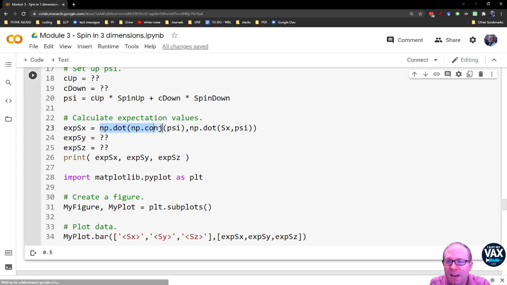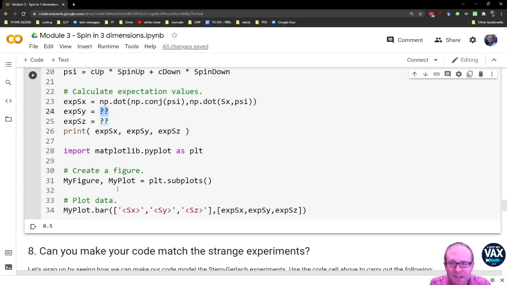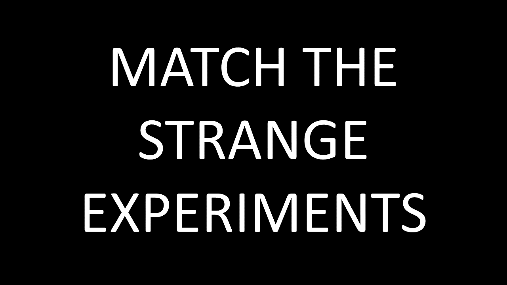Now you notice we've given you the expectation value in the x direction to start with, and then we're asking you to copy, paste, and modify that to get Sy and Sz's expectation values. And this will create a nice little visualization where you're able to compare what each of these expectation values is.